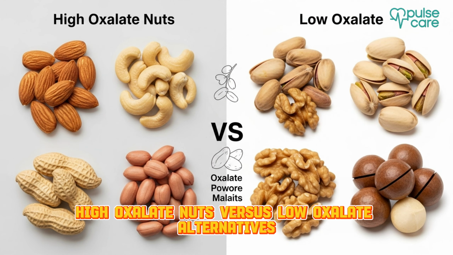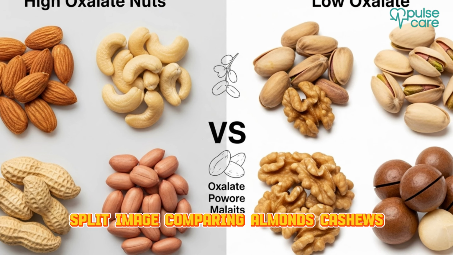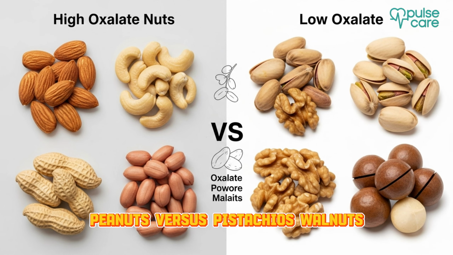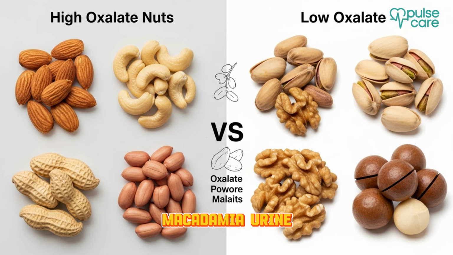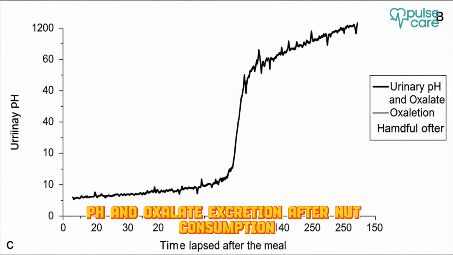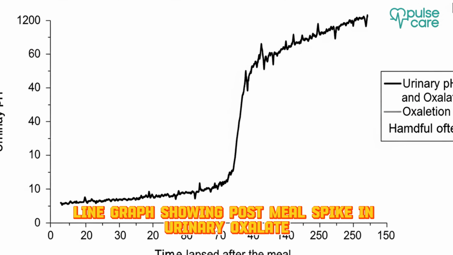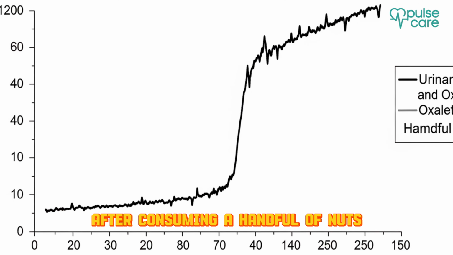Comparison, high oxalate nuts versus low oxalate alternatives. Split image comparing almonds, cashews, peanuts versus pistachios, walnuts, macadamia, urine pH and oxalate excretion after nut consumption. Line graph showing post-meal spike in urinary oxalate after consuming a handful of nuts.